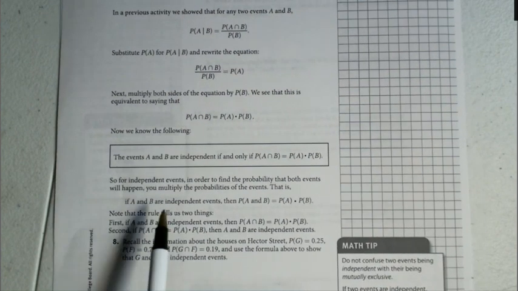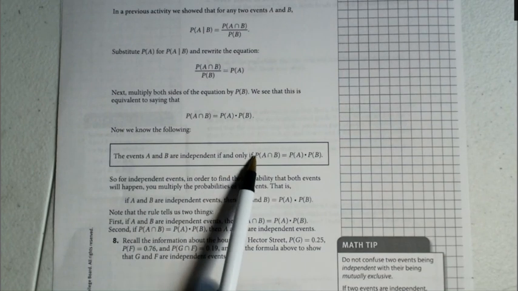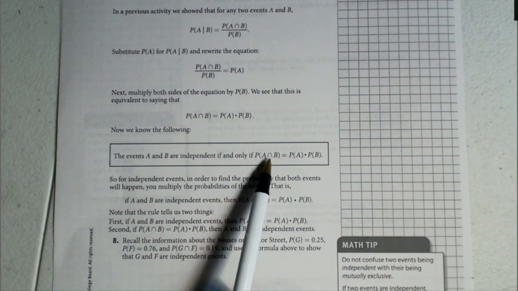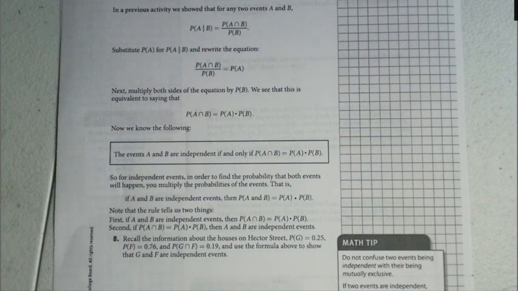Now we know the following. The events A and B are independent if and only if the probability of A intersect B equals the probability of A times the probability of B. So for independent events, in order to find the probability that both events will happen, you multiply the probabilities of the events. That is, if A and B are independent events, then the probability of A and B equals the probability of A times the probability of B.